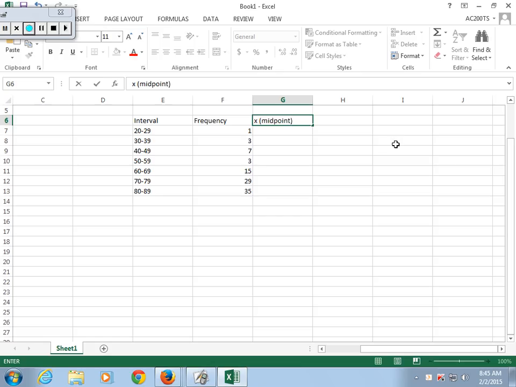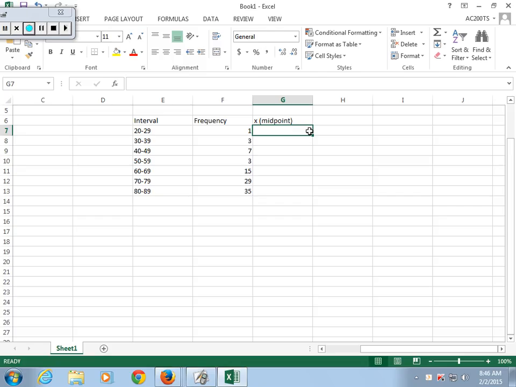In your notes, you don't have an Excel spreadsheet. You need to draw two columns, and then your third column you need to title x, put x in quotation marks, and put midpoint, because you need to know that that's the midpoint of your interval.